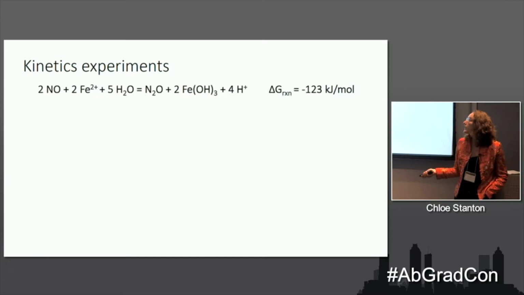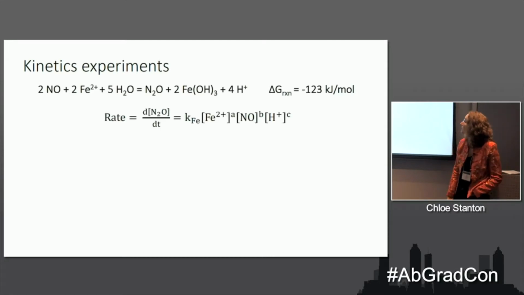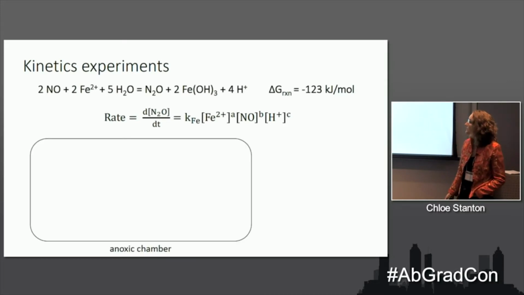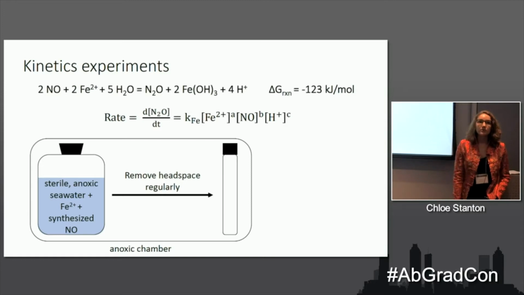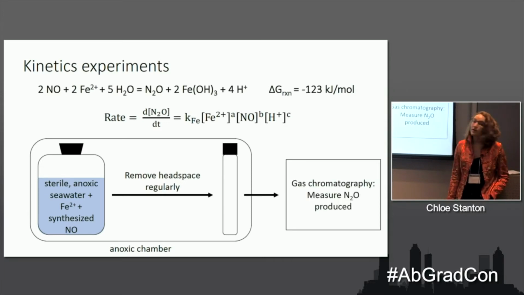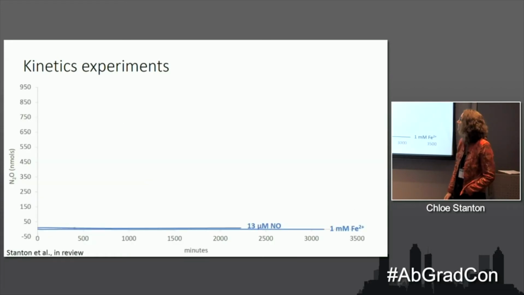So for this project, I set out to document the rate of this reaction, shown here, shown to be thermodynamically favorable in modern conditions. And I set out to determine the exact variables involved in the rate law, documenting nitrous oxide production as a function of each variable in this equation here. The way I did this was I set out with an anoxic chamber, incubated sterile anoxic seawater with variable amounts of iron 2 and synthetic nitric oxide. I removed the headspace from these bottles regularly and measured the nitrous oxide produced over time using gas chromatography. Some of the data from these experiments is shown here.